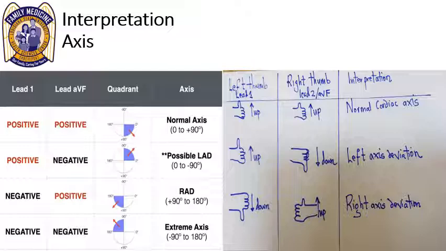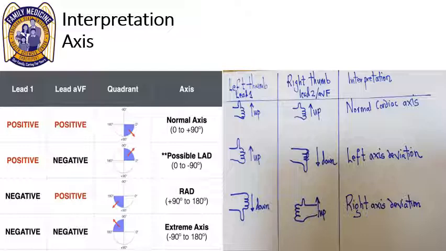Now, if in lead 1 the predominant QRS complex is down, but the AVF is up, then you're going to act like you're hitchhiking, you're going to go to the right. And that's the right axis deviation that we're talking about right here. If lead 1 is up, and AVF is down, you're going to hitchhike to the left, and that's left axis deviation. What does that mean?